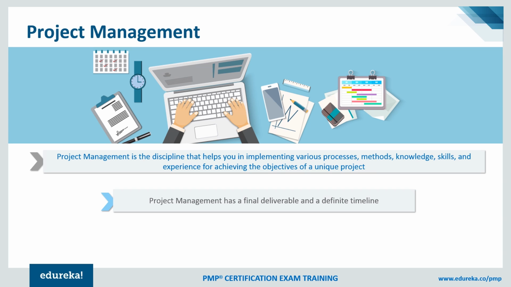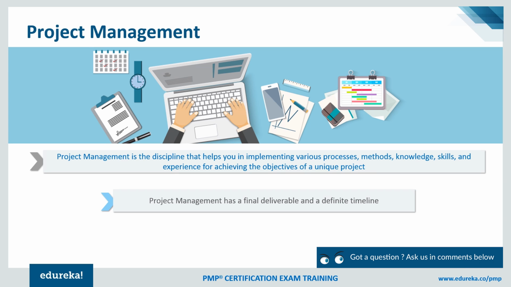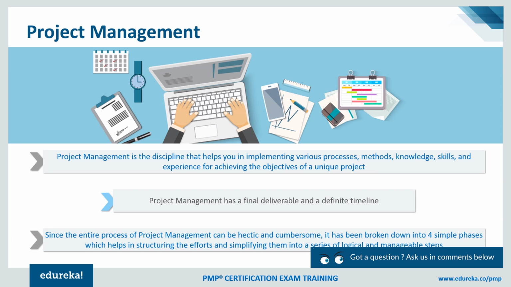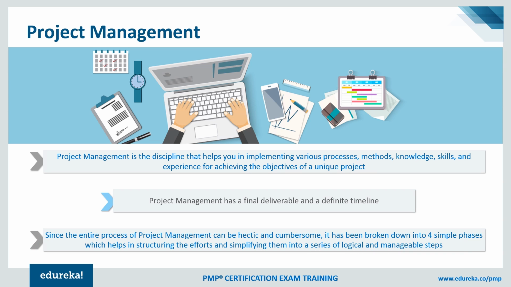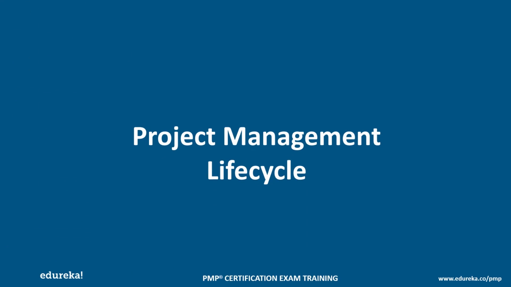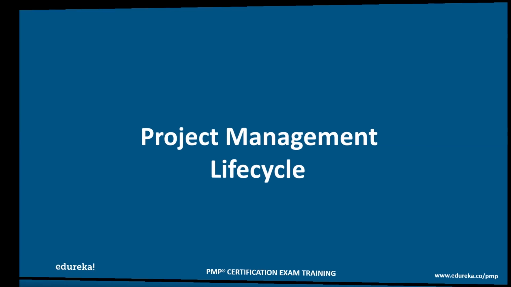Project management means we need to deliver the product, service, or result in a given timeline agreed at the beginning. Since the process of project management can be pretty big, hectic, and cumbersome, we are trying to break it down into 4 simple phases, which will help us understand the overall project life cycle. Actually, there are 5, but we'll try to categorize that as 4, and then go forward in understanding that in detail. So let us understand the project management life cycle.